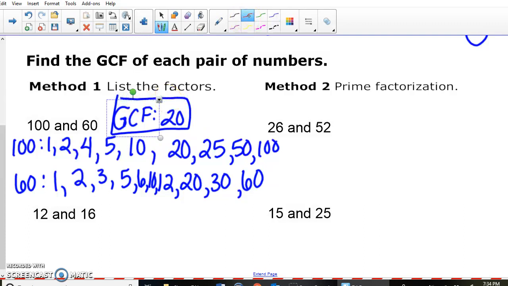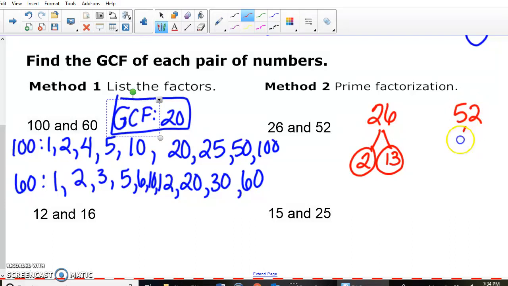Okay, the other method you could choose to use to find the GCF, I don't recommend this one as much, but it is a way you can do that if that makes sense to you, is you could use prime factorization. So doing what we did before, I would find my prime factorization of 26. So I know 2 times 13 works. Both of those are prime numbers. And then I'm going to do the same thing for 52.